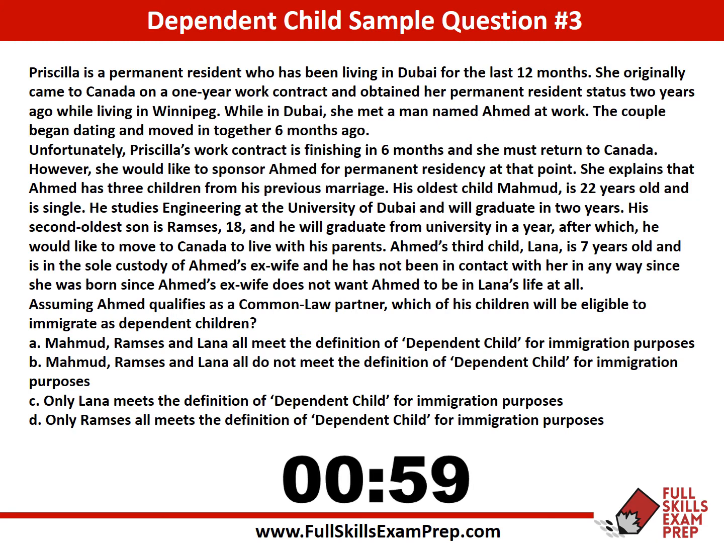She explains that Ahmed has 3 children from his previous marriage. His oldest child, Mahmoud, is 22 years old and single. He studies engineering at the University of Dubai and will graduate in 2 years. His second oldest son, Ramses, is 18 and he will graduate from university in a year, after which he would like to move to Canada to live with his parents.